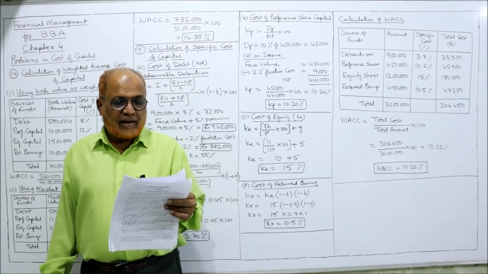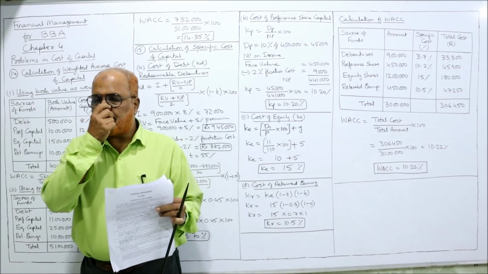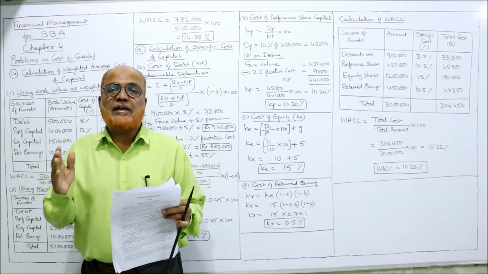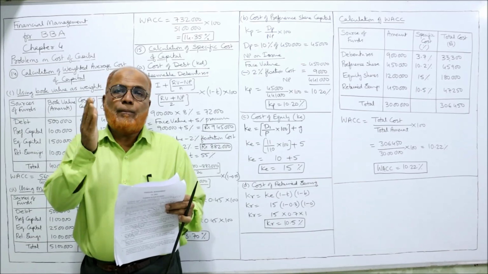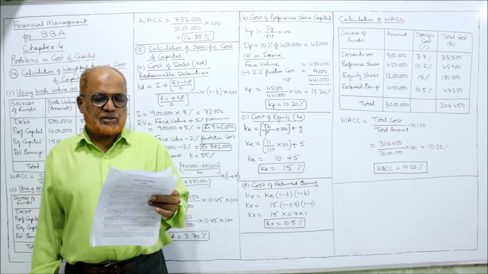Flotation cost would be 5 rupees. Actually, flotation cost will be deducted from the market price. The market price is 115. So 115 minus 5 is 110. That is the market price per share.